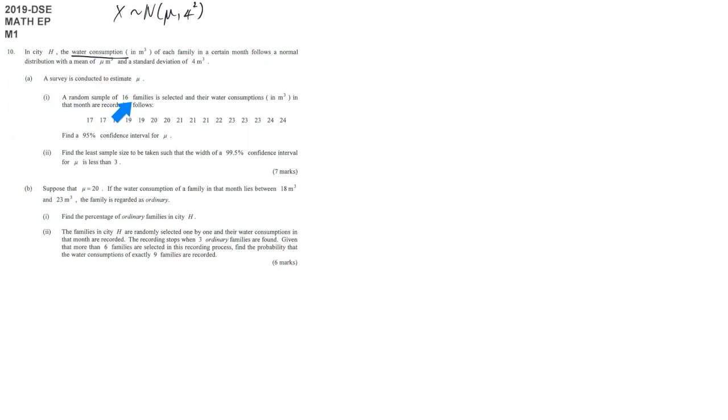We take a random sample of 16 families, so we are not considering X, but the sample mean. X bar also forms a normal distribution with a mean exactly the same as the original data mean, but the variance will be divided by the number of data we draw. Now we draw 16, so we divide by 16. Therefore, the sample mean X bar follows a normal distribution with the same mean, but the standard deviation is much smaller, which is 1 only.